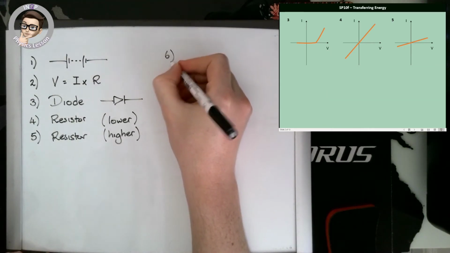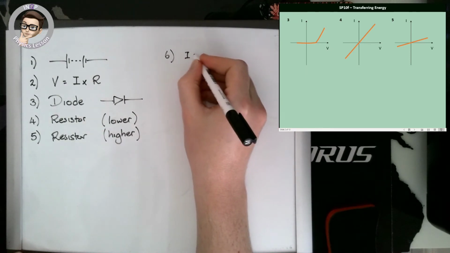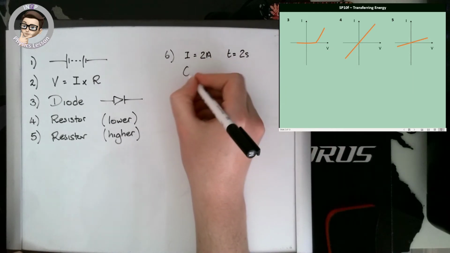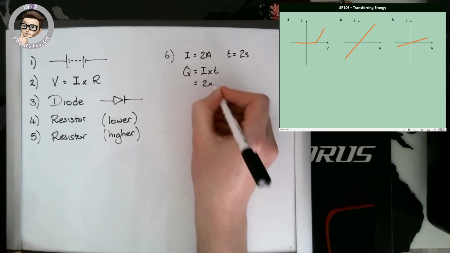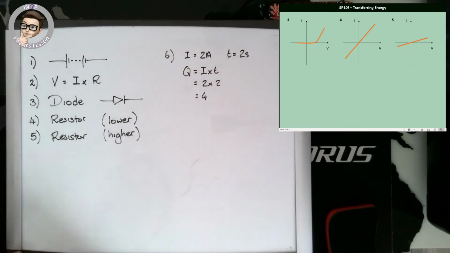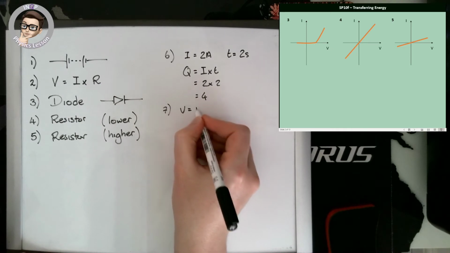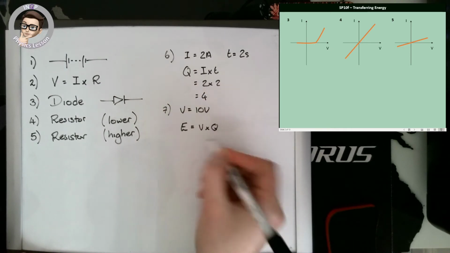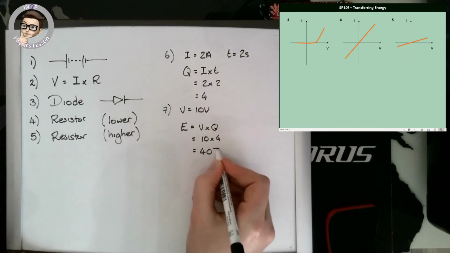Question 6, we were told that the current is 2 amperes. And we were told the time is 2 seconds, and we need to work out Q. Well, hopefully remember that Q equals I times T, so that is going to be 2 times 2, which is 4. Now, I'm not going to write any units because we'll come back to that in a moment. Question 7 then. If the potential difference was 10 volts, then we had to remember E equals V times Q. So that's going to be 10 times 4, which is going to be 40 joules.